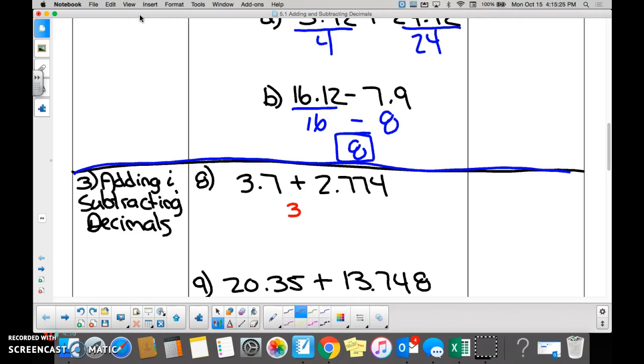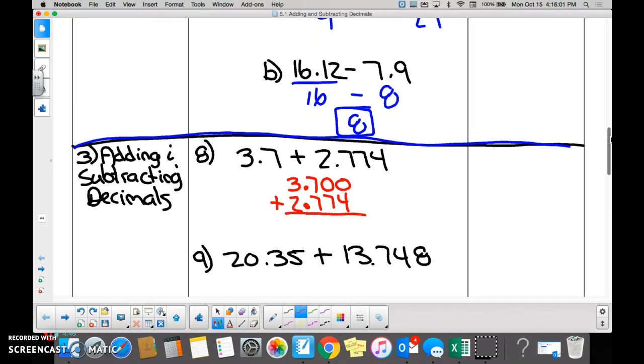So I got 3 and 7 hundredths. And I'm going to add to that 2 and 774 thousandths. Again, super important that the decimal points are lined up when adding and subtracting. Probably the most important thing you need to remember, because after that, all we're doing is simple addition. Also, you might want to think about adding the zeros here so that you have the place value holders in place. 3 and 7 tenths is the exact same thing as 3 and 700 thousandths. So I'm going to put those zeros in.